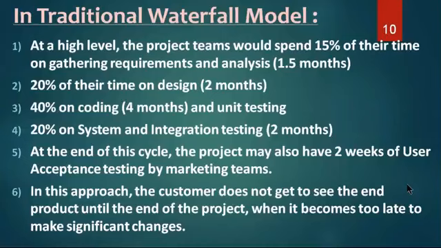40% on coding, 4 months, where the developer also does unit testing and all that. 20% on system and integration testing, almost 2 months again. At the end of the cycle, the project may also have 2 weeks of UAT, user acceptance testing, by the marketing team. So that means in this approach, the customer does not get to see the end product until the end of the project, when it becomes too late to make significant changes.